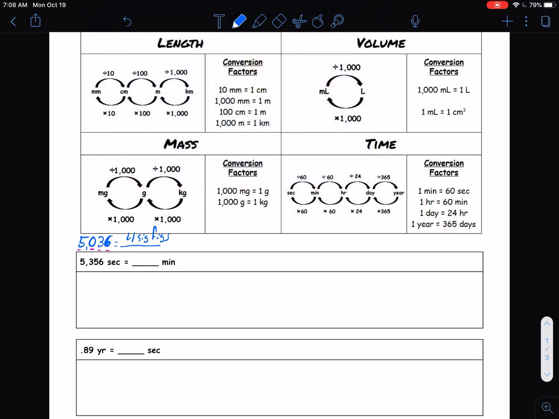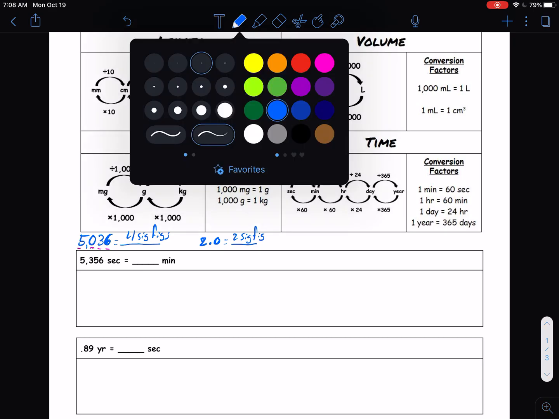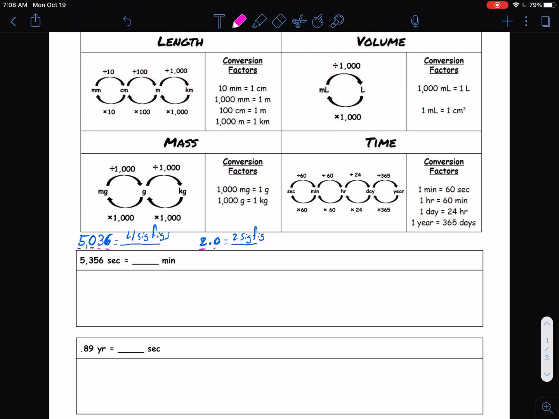Then we could look at another example just real quick of 2.0. How many sig figs does that have? The correct answer would be 2 sig figs. The reason being, all non-zeros are significant. This is a right zero, to the right of a decimal, and all right zeros are significant. So there's 2 sig figs there.